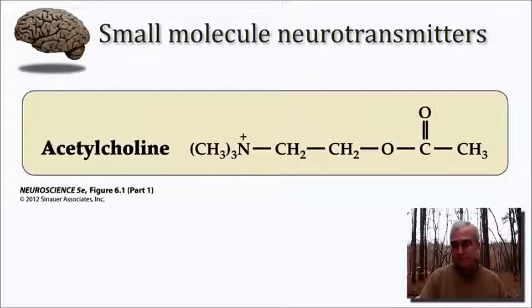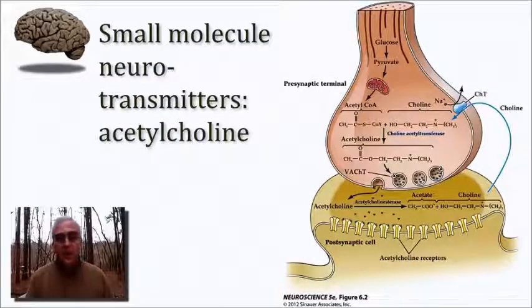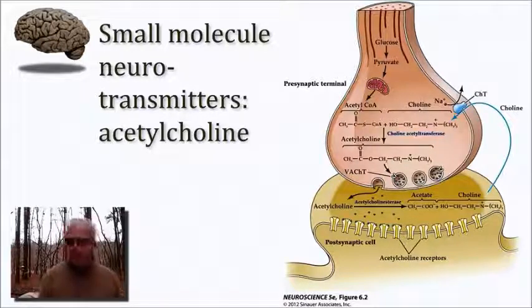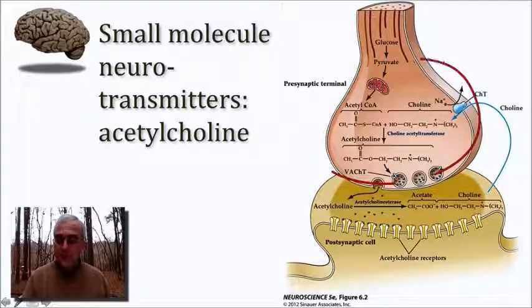such as attention. Just as an example of how one such small molecule neurotransmitter might be processed, let's take a closer look at a cholinergic synapse. And so we have this illustrated here in figure 6.2. And so within the presynaptic compartment, we've got the metabolic machinery that's necessary for producing acetylcholine.